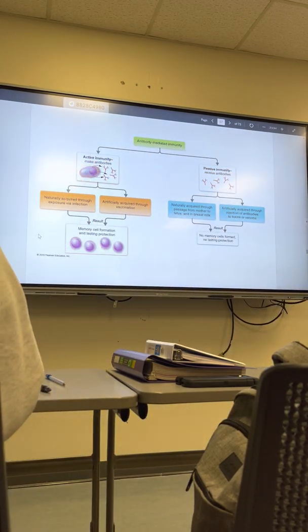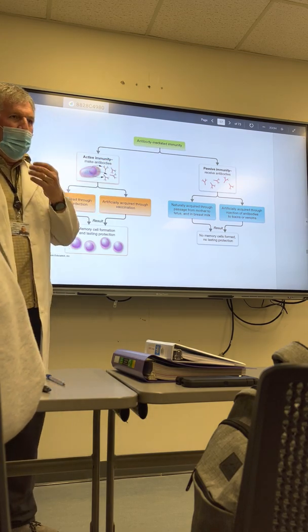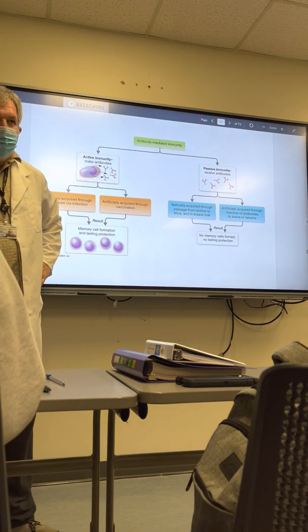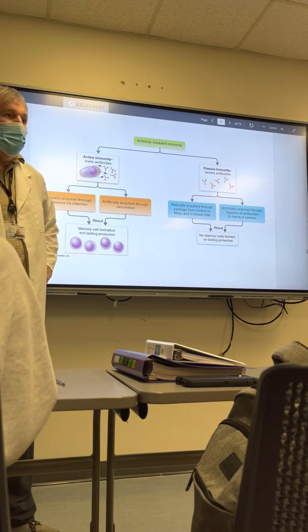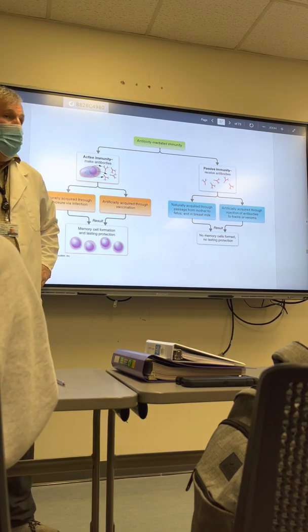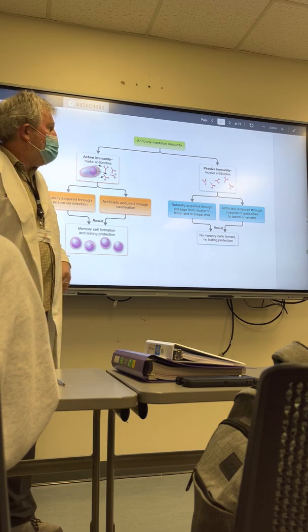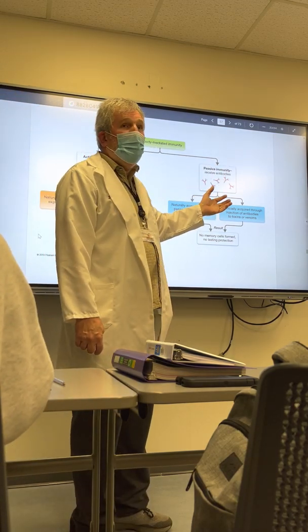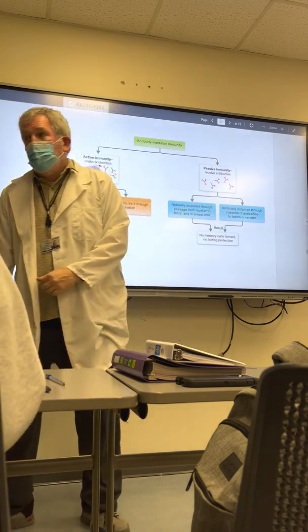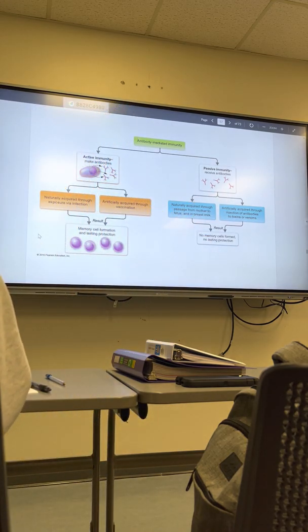Which of these two types of memory, active or passive, are going to be longer lasting? Active. How long does passive immunity last? A couple weeks, maybe a little bit longer, because the antibodies are proteins that have a half-life like everything else. They're going to break down over time. So passive immunity is relatively short-lived.